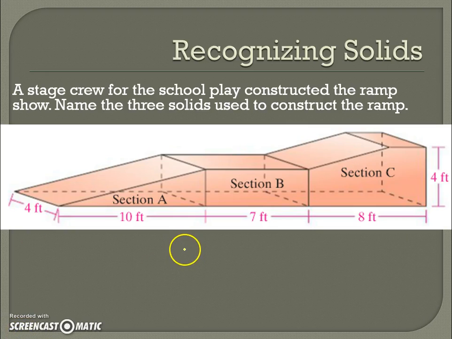All right, recognizing solids. It says a stage crew for the school play constructed the ramp shown. Name the 3 solids used to construct the ramp. So I have 3 solids here. I would say section A would be, well, first of all, let's notice that all of these sides here are all created by, looks like it would be rectangles, kind of, or some type of parallelogram.